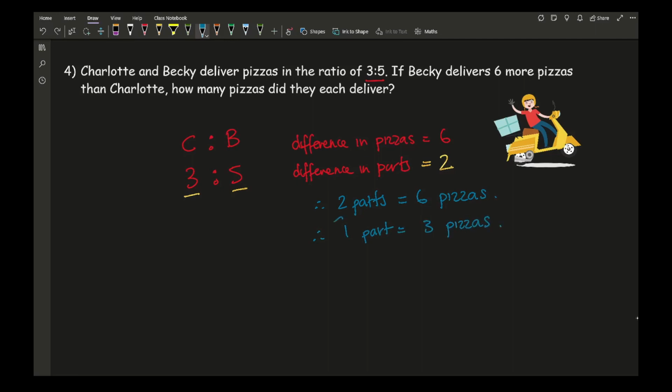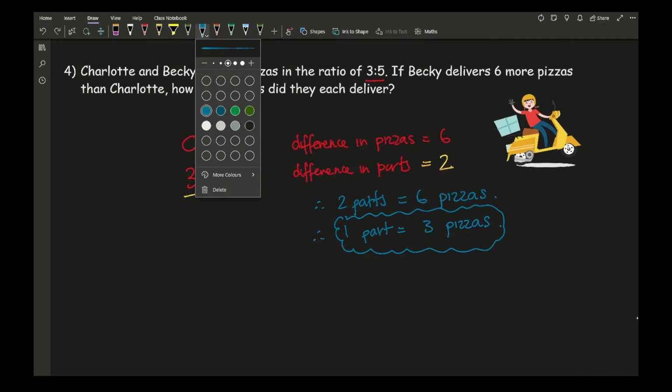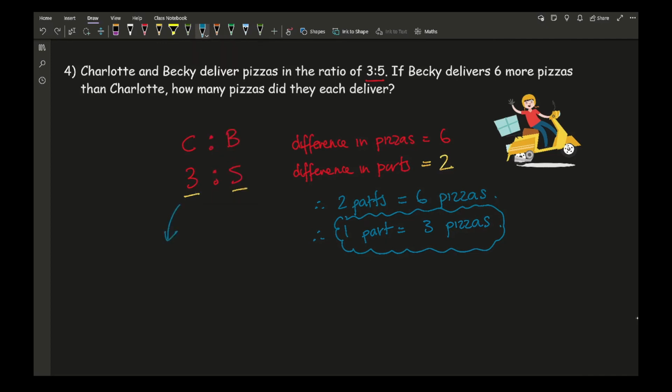So now that we know the value of 1 part, we can work out how many pizzas they each delivered. Here Charlotte delivered 3 parts, so we times that by 3, and that's going to be 9 pizzas. And if I multiply Becky's by 3, that then becomes 15 pizzas.